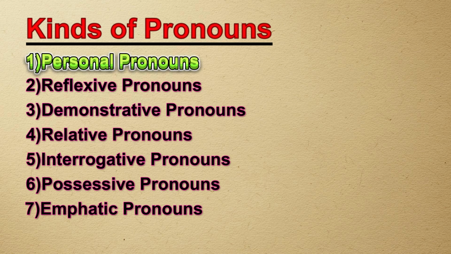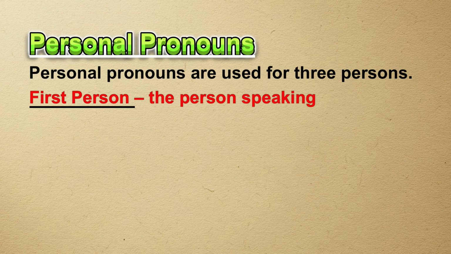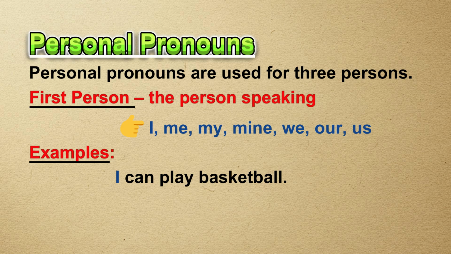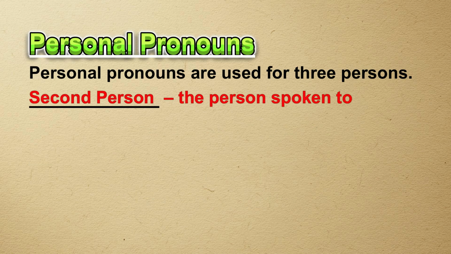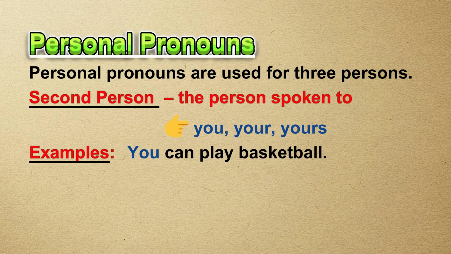Personal pronouns. Personal pronouns are used for 3 persons. First person, the person speaking. I, me, my, mine, we, our, us. Examples: I can play basketball. We can play basketball. Second person, the person spoken to. You, your, yours. Example: you can play basketball.